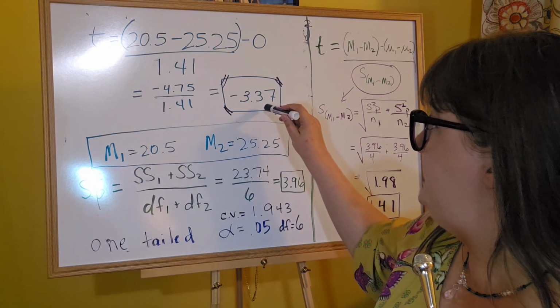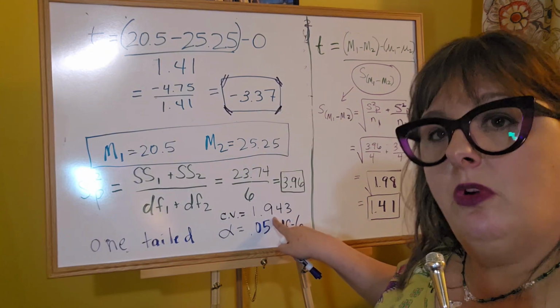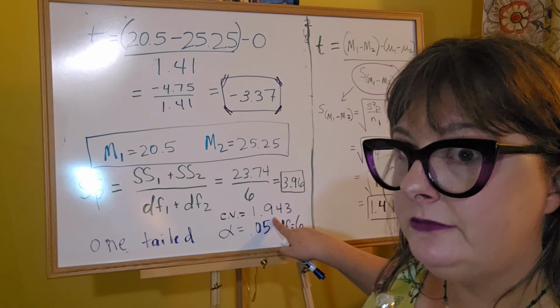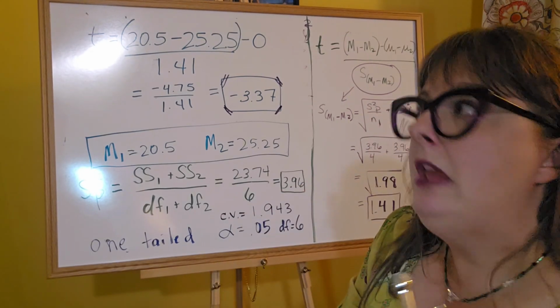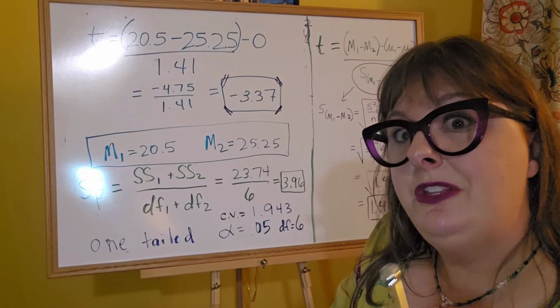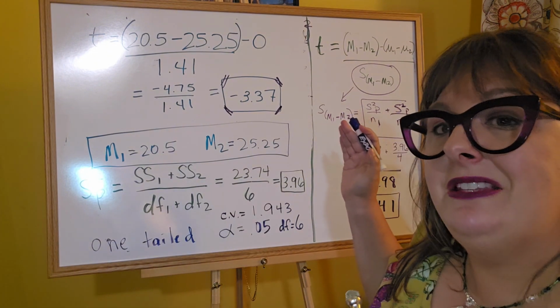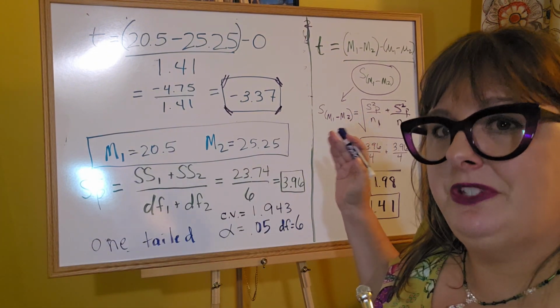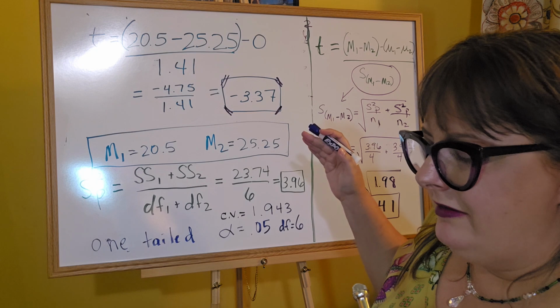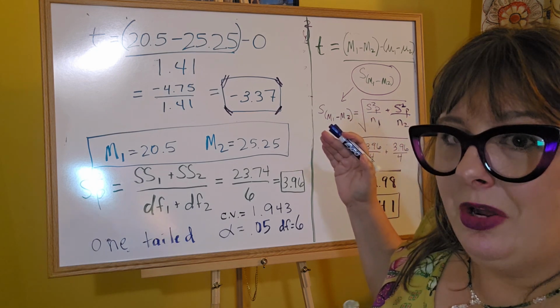Is 3.37 higher than 1.943? You know this. Yes, it is. All right. So in this case, we do have a statistically significant result. We can reject the null hypothesis.